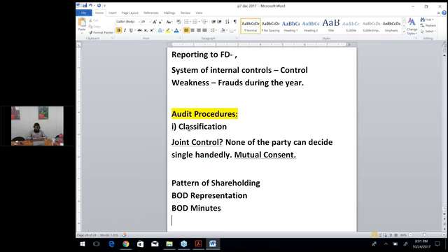So the classification is the pattern of shareholding, that is, what is the pattern of the shareholding? The board of director representation: are they being equally represented by both the companies? The BOD minutes could be inspected to see if the mutual consents have been obtained or not. So these are the few things that you could do in order to establish if there is a joint control or not. Number one. Number two.